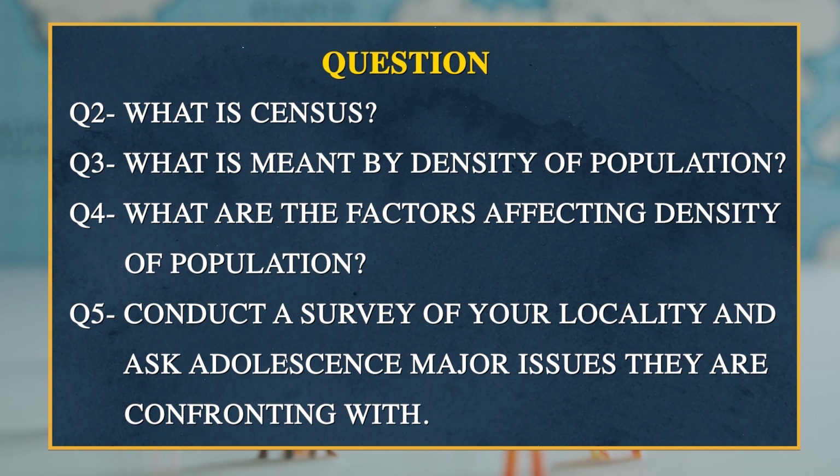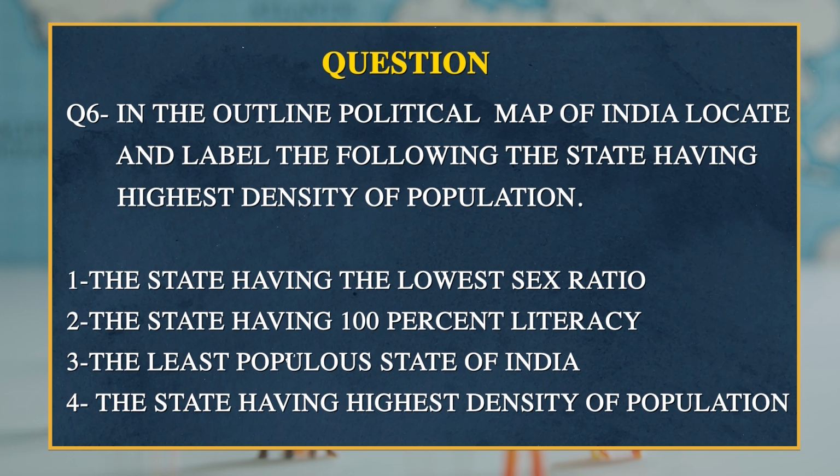Question number 5 is an activity you should do. You have to conduct a survey of your locality and ask adolescents what major issues they are confronting. Question number 6 is skill based. In the outline political map of India, you have to locate and label the following. First one, the least populous state of India. Second one, the state having the highest density of population in India.